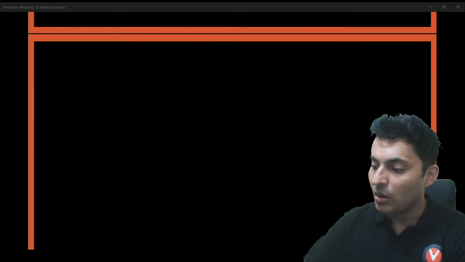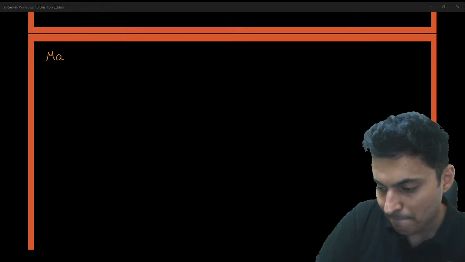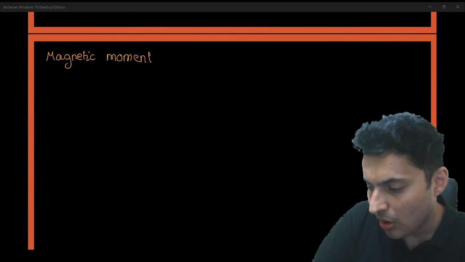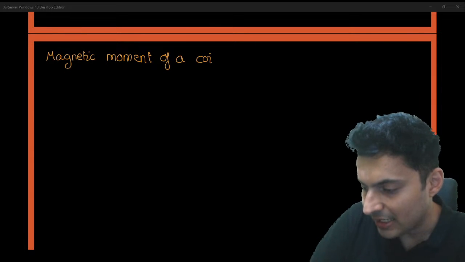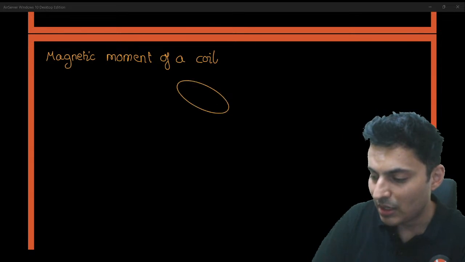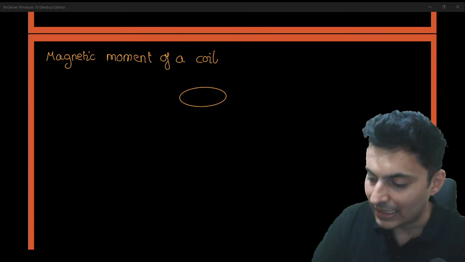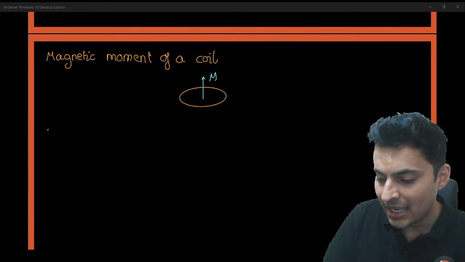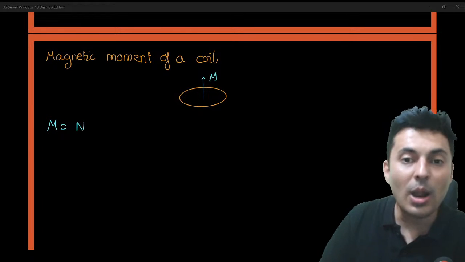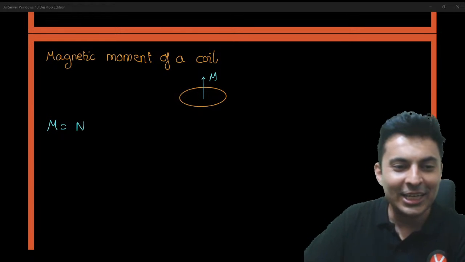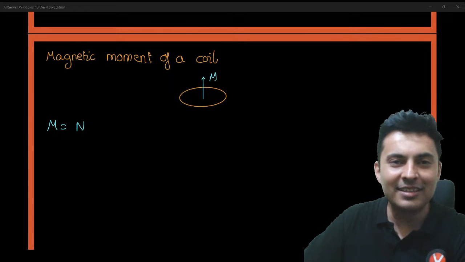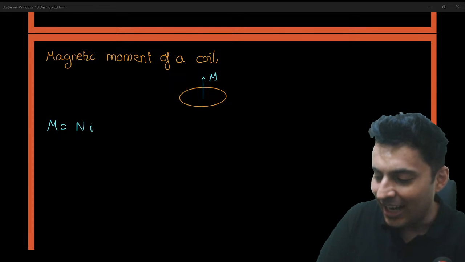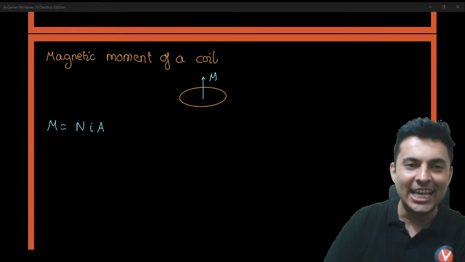Next is the magnetic moment of a coil. If you take a coil like this, it has its own magnetic moment. The formula for that, remember, is very similar to NTA: NIA. Instead of T, you make it I, NIA.